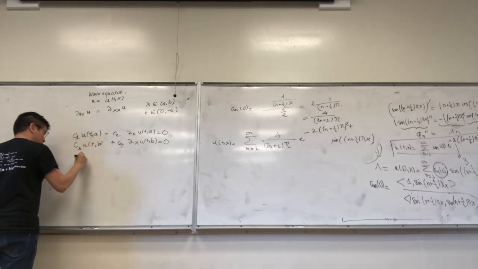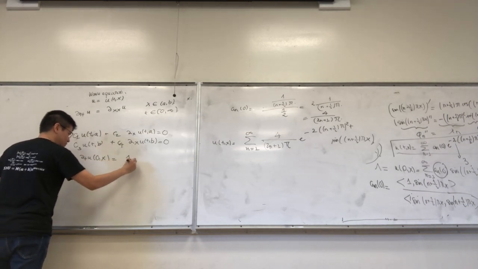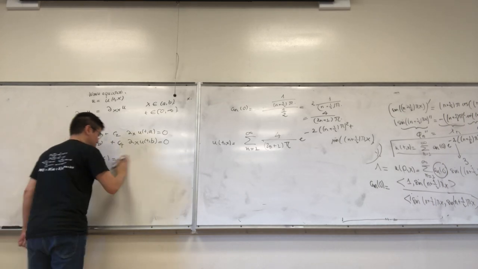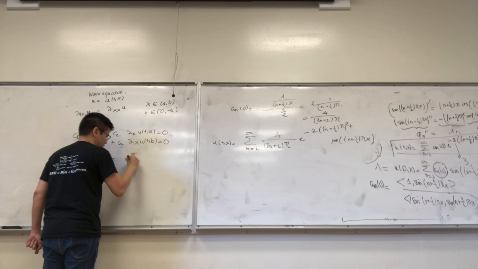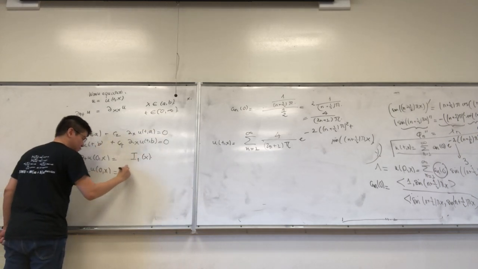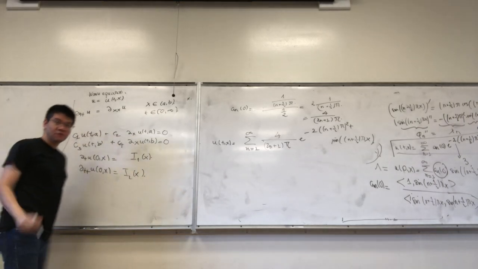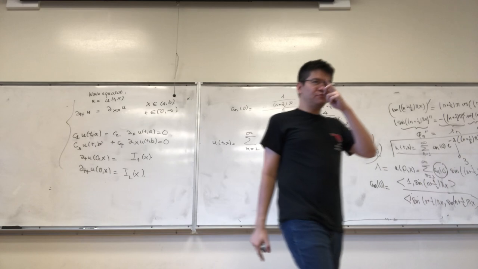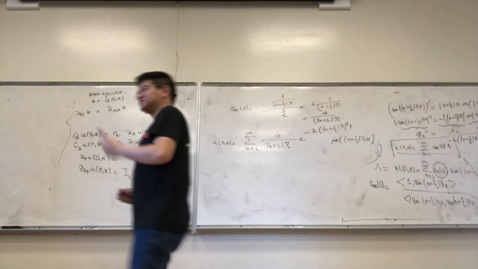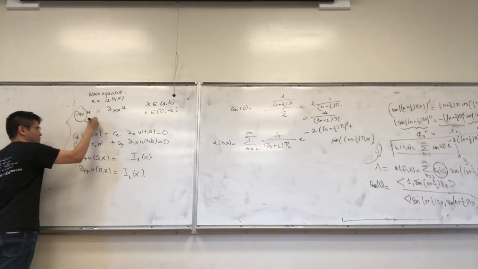And then you have what? You have dt of u at 0 and x is going to be a function, and u at 0 and x is going to be an initial condition function, as well. So the difference between the wave equation and the heat equation is that the wave equation has a second derivative in t. So this is the first difference.